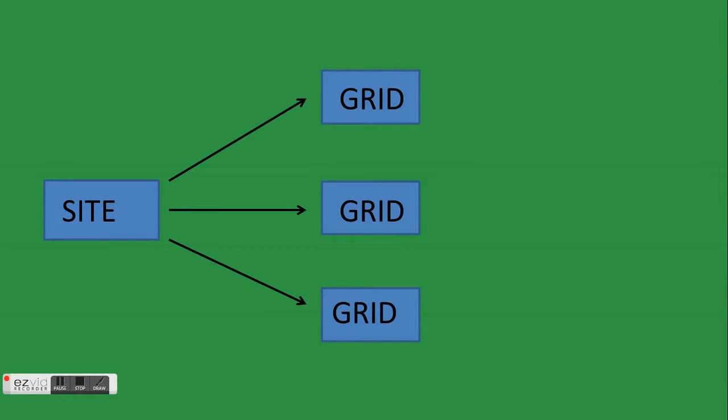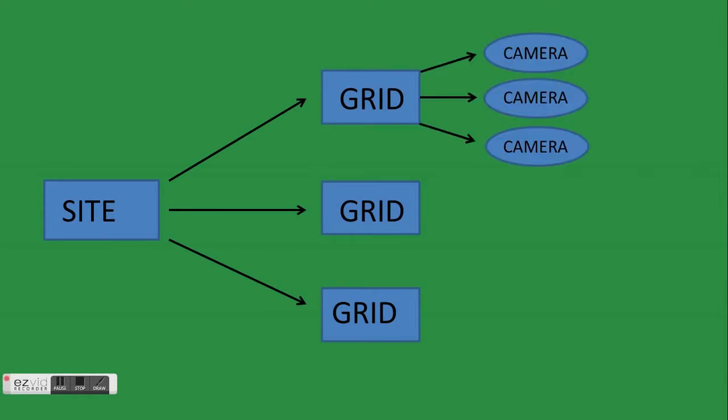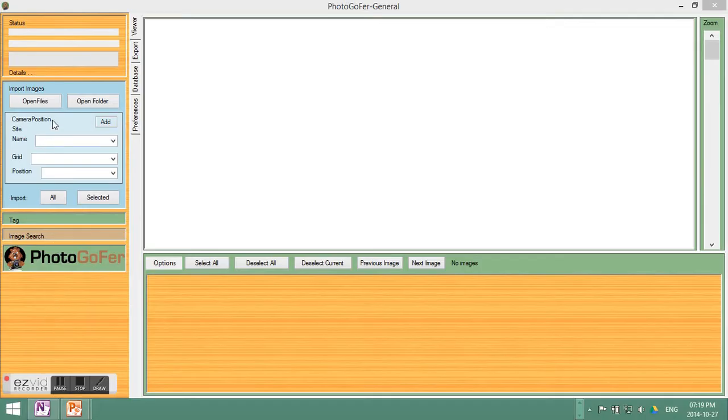Firstly, you'll have the site level, and this site level can be broken down into as many different grid positions as you'd like, and the grid can then be broken down into as many different camera locations as you like. The camera location or position contains the actual physical coordinates of your camera traps. These coordinates can be in either UTM or decimal degrees.